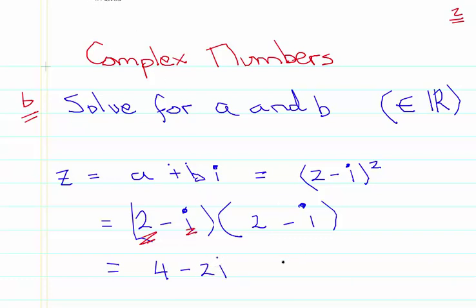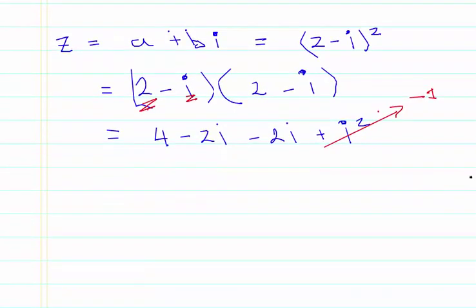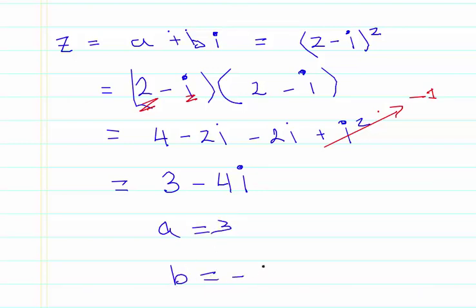So we have minus 2i plus i squared, and i squared is equal to minus 1. Okay, that becomes minus 1. So essentially what we end up with is 3 minus 4i. So a is equal to 3 and b is equal to minus 4.